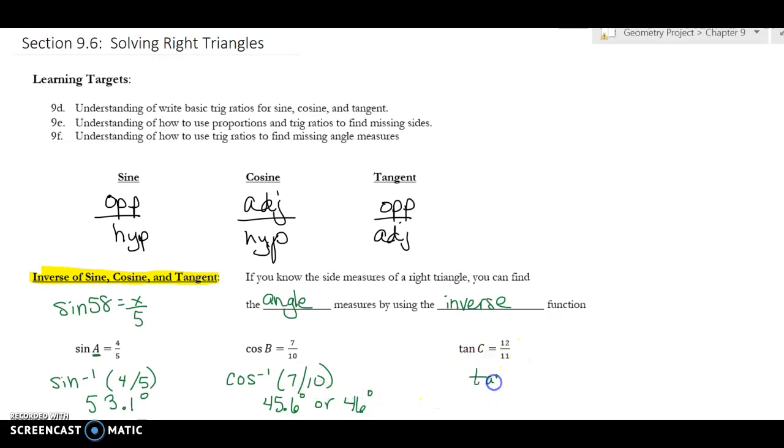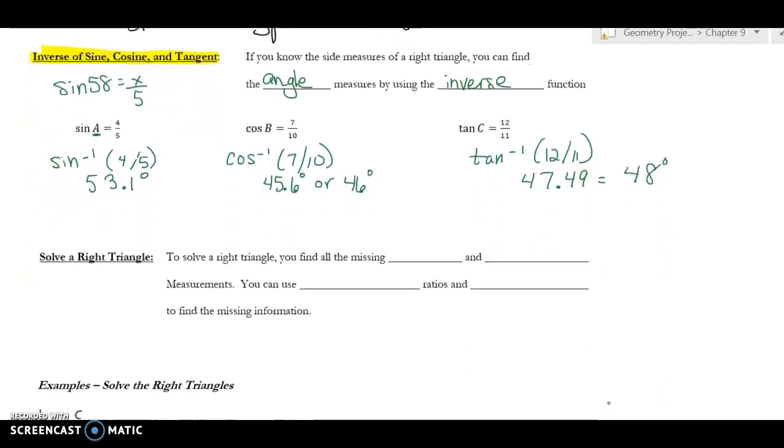And then the last one, the inverse tangent of 12 over 11. Second tangent of 12 divided by 11 is 47.49, which we can round to 48. Okay? So if you know the ratios of the sides, then we just use those numbers and do the inverse sine, inverse cosine, and inverse tangent.